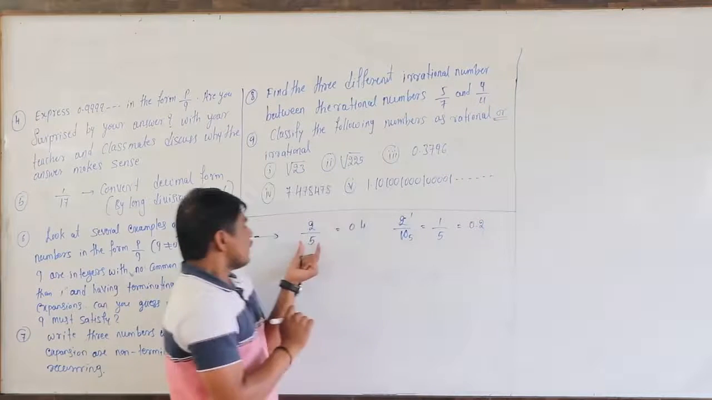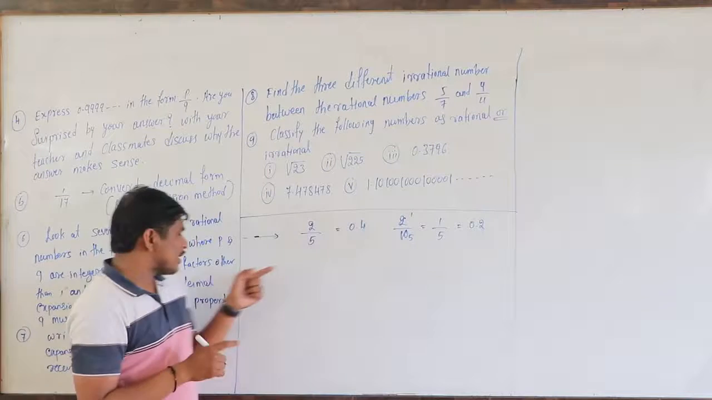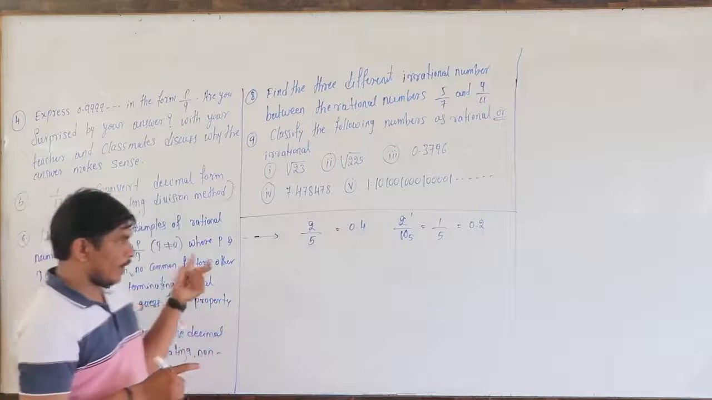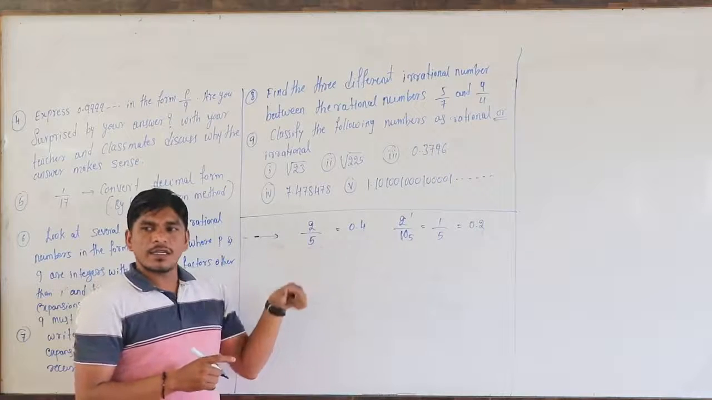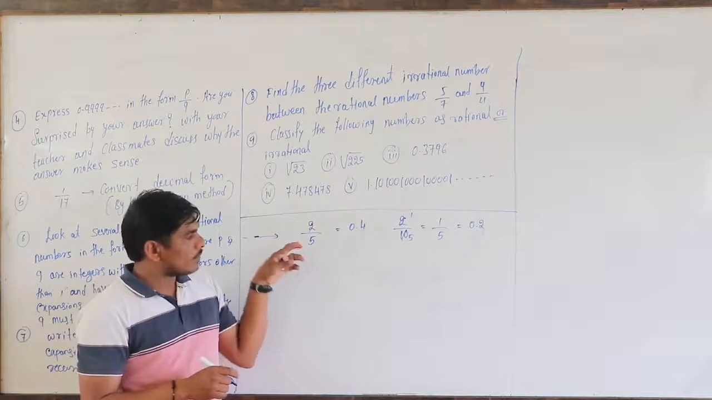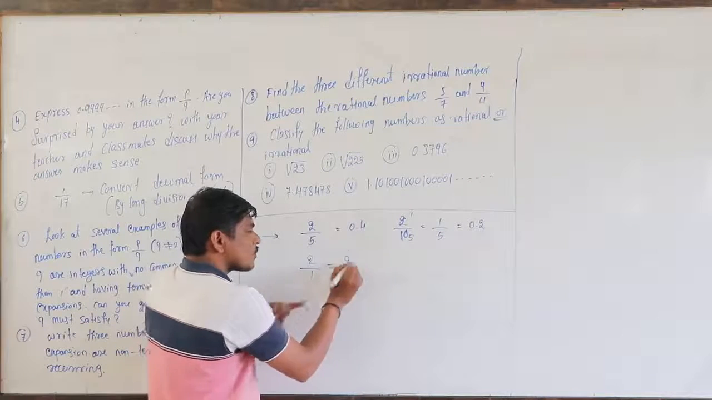It means all the rational numbers are in the form of p by q, but the condition is that the common factor is other than 1. Why is this condition applicable in this problem? Because if you take 1, for example 2 divided by 1, this value is 2 only.